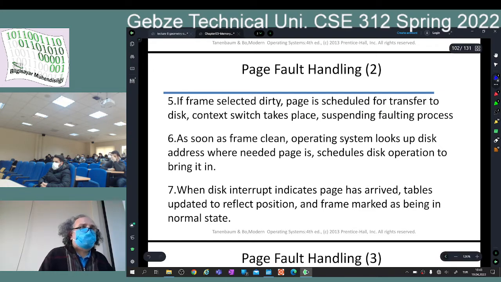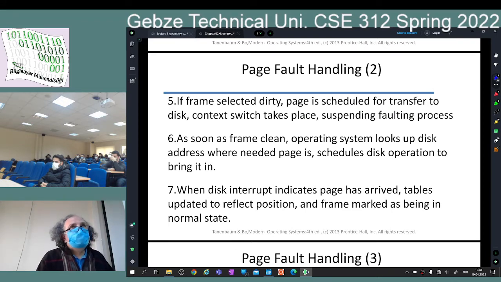If the page that I have selected is dirty, then I schedule my operating system procedures to transfer that page to the disk. Okay, that's going to take a while. Then at this point, the operating system cannot continue anymore because I need to wait until that page is written to the disk. So the original process that caused the interrupt, the page fault, will be suspended.